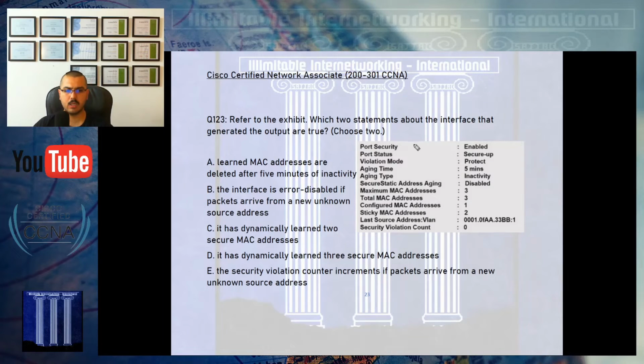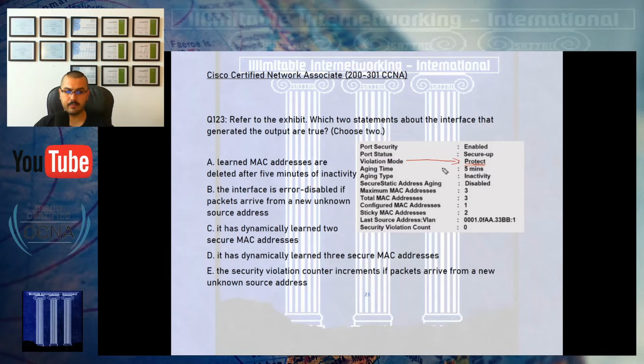Refer to the exhibit. The exhibit is port security enabled, violation protect. Sorry, it was protect and restrict, not discard. Yes. So anyway, this is another port security question. It says, which two statements about the interface generated are true? Okay, let's see the difference right now. The difference here is that the violation mode is different.